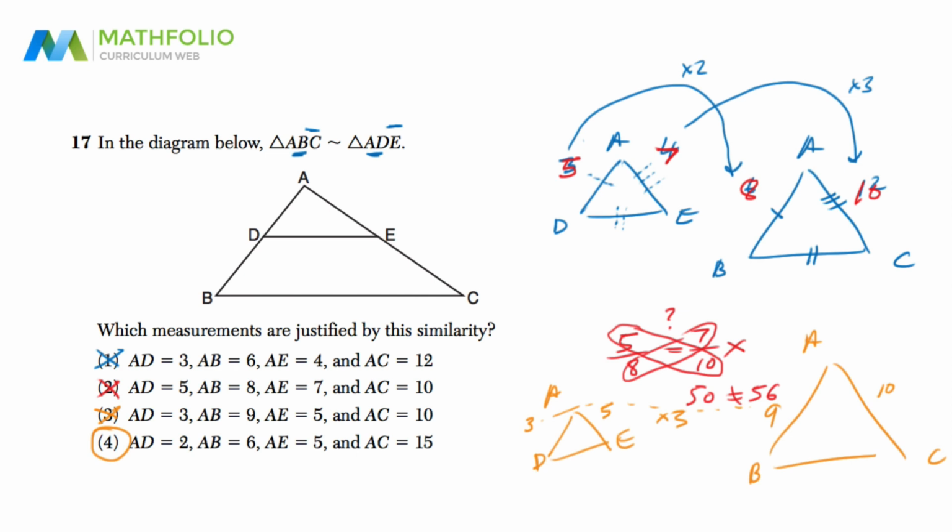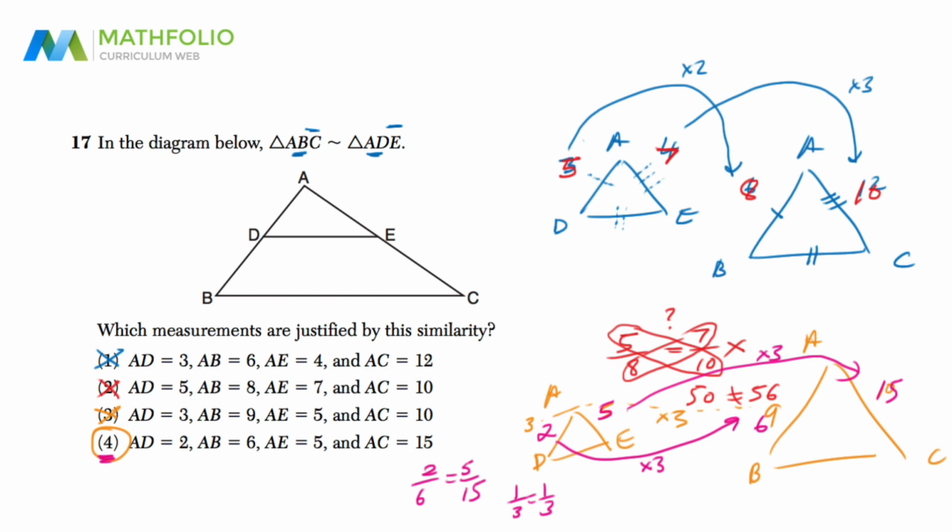But let's just do the work to make sure. Go choose pink. So we've got AD is 2 and AB is 6, and then we've got AE is 5 and AC is 15. Okay, so 2 times 3 does give you 6, and 5 times 3 does give you 15. And you could also check this in the same way. 2 over 6, does it equal 5 over 15? And both of these fractions simplify to 1/3, so 1/3 equals 1/3. Number 4 is your answer.